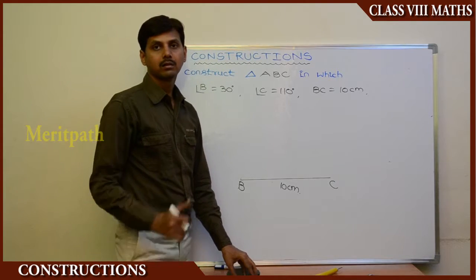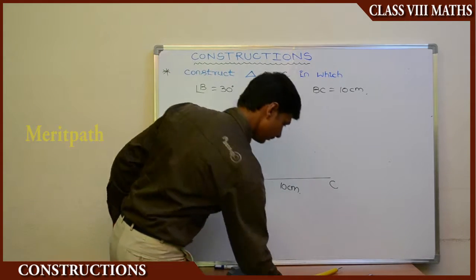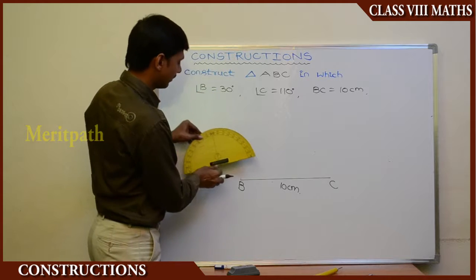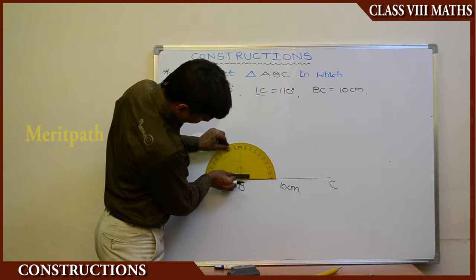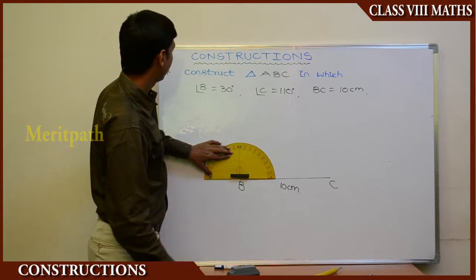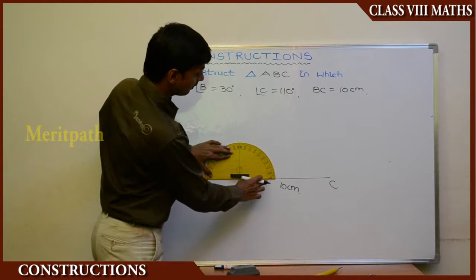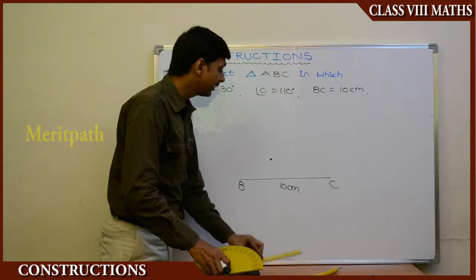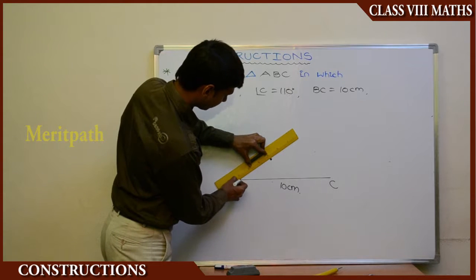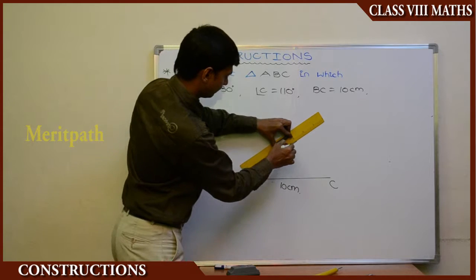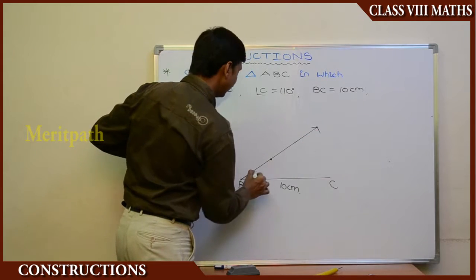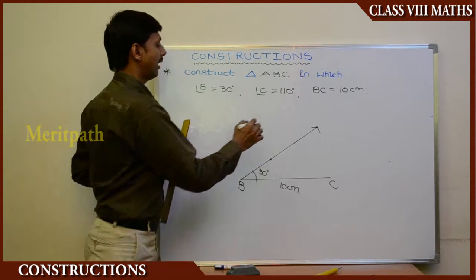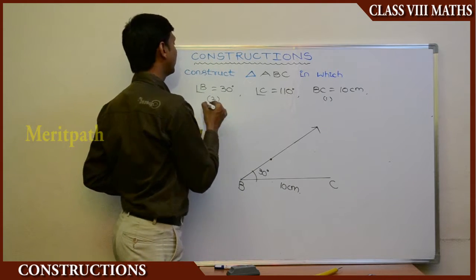Now let's take the protractor and place it on the vertex B. We need to take a 30 degrees angle. So 0, 10, 20, 30. This is a 30 degrees angle. Now let's join with the vertex B. So this is 30 degrees. Angle B is 30. We have completed BC first, and angle B is constructed at 30 degrees.